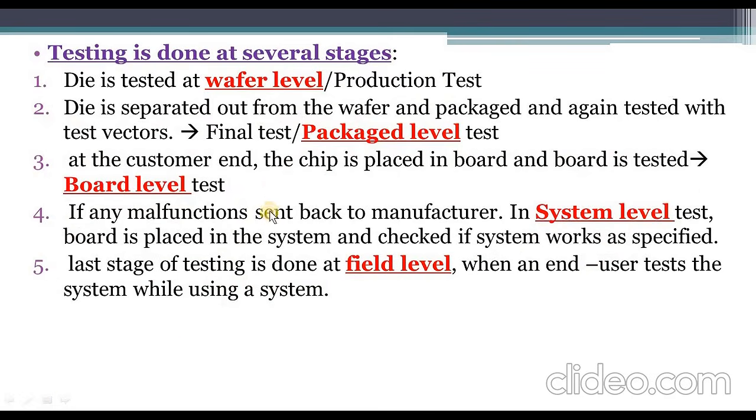See here, the testing is done at several stages. Generally, testing is performed at different levels: wafer level, packed level, system level, board level and field level. These are the different stages of testing. Initially the die is tested at the wafer level, by using some kind of test vectors.